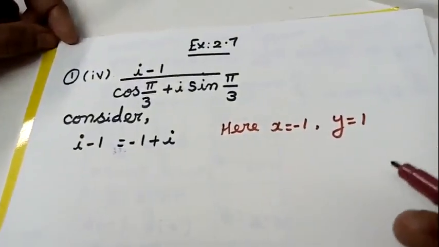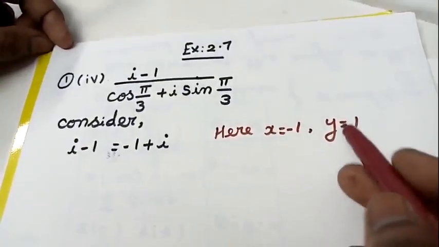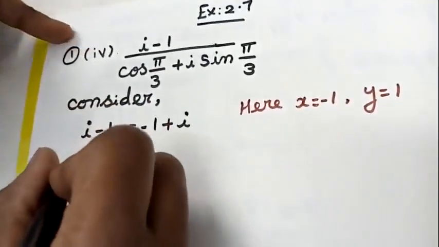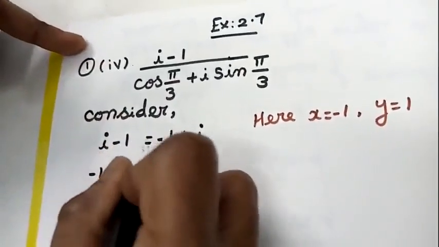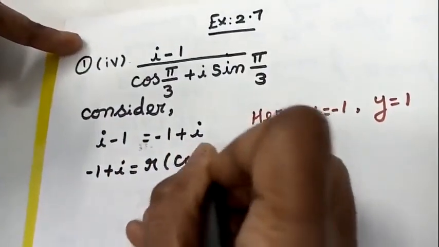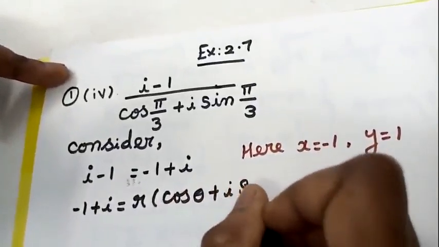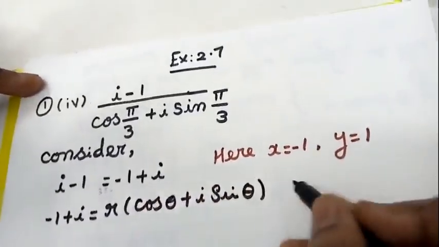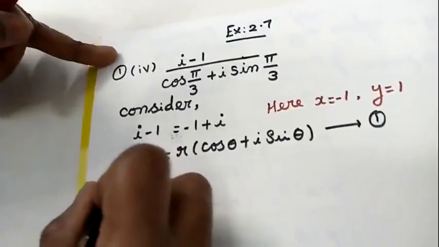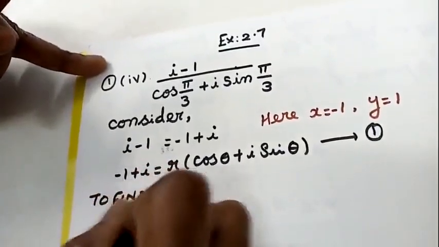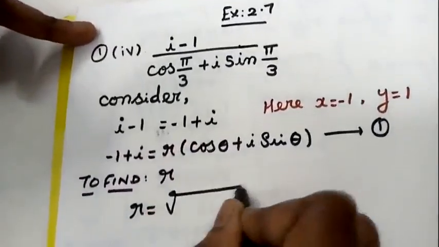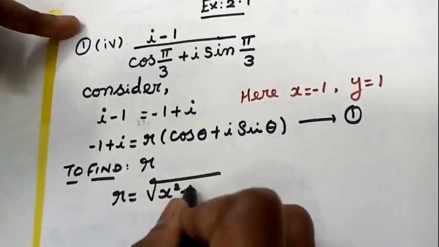So next what I am going to do is I am going to write this in polar form. So how to write in polar form, students? That is, minus 1 plus i is equal to r cos theta plus i sin theta. Mark it as equation 1. First step, what I am going to do is I am going to find r. So what is the procedure to find r, students? That is r. r is equal to root of x square plus y square.